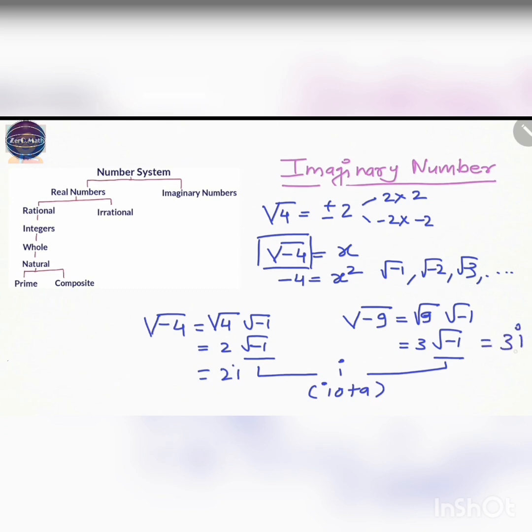Now let's understand the basic property of this i. So i has the value of square root of minus 1. The value of i square will be minus 1. Let's square both sides. The value of i cube will become minus 1 into i, that is minus i, and the value of i raised to power 4 will become minus 1 into minus 1, that is plus 1. So this is the basic property of iota. So friends, this is the basic concept of imaginary numbers. We will come up with the advanced concepts in the next videos.